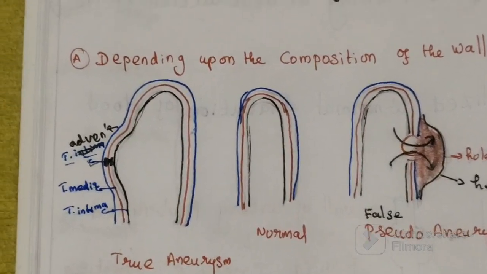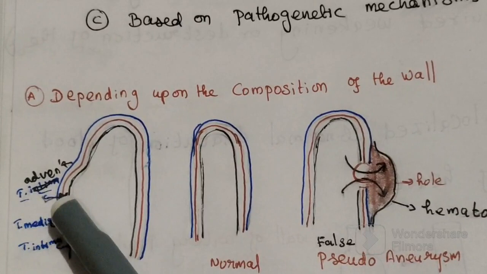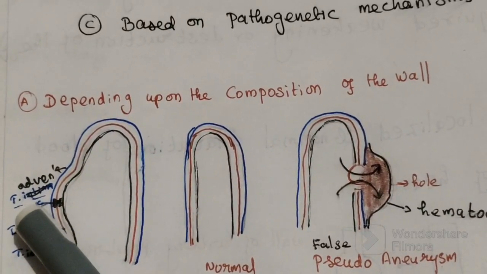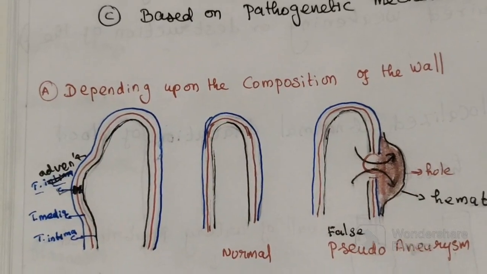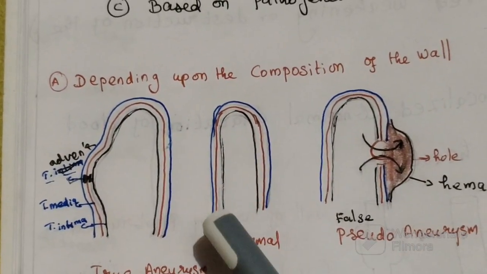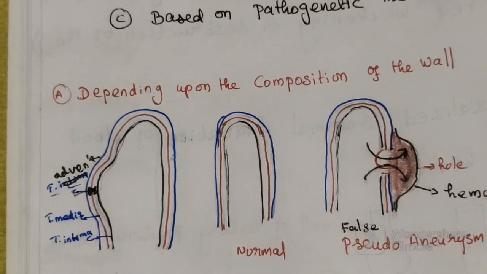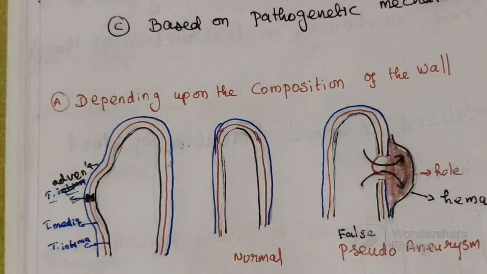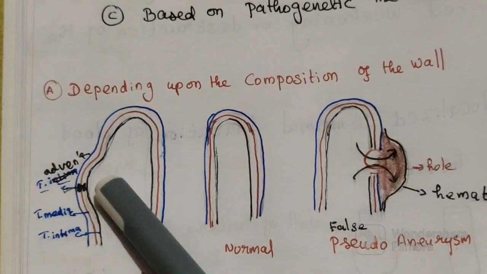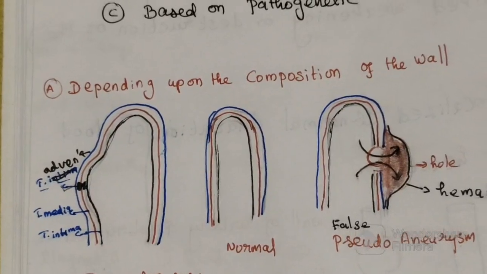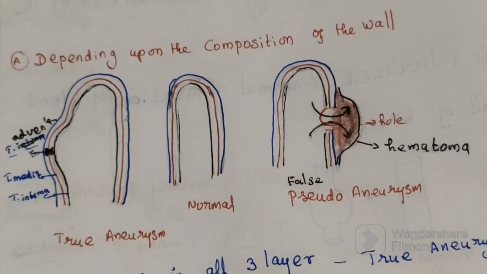The artery has 3 walls: the inner one tunica intima, the middle one tunica media, the outer one tunica adventitia. Aneurysms are of 2 types. Here 3 layers are present. If all 3 layers protrude out, this is called a true aneurysm.